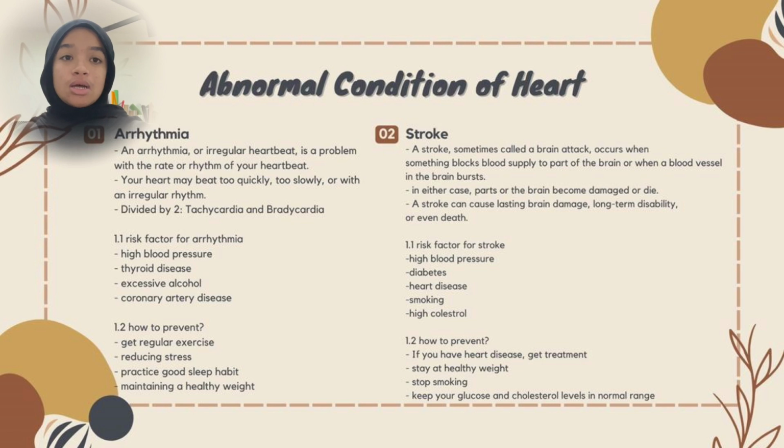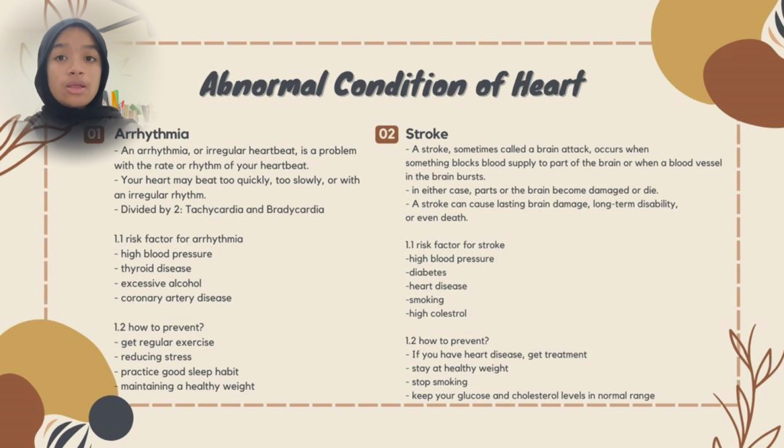So first, arrhythmia. An arrhythmia or irregular heartbeat is a problem with the rate or rhythm of your heartbeat. Your heart may beat too quickly, too slowly, or with an irregular rhythm. So arrhythmia is divided into two: first, tachycardia and bradycardia. For the risk factors of arrhythmia, first, high blood pressure. Second, thyroid disease. Third, excessive alcohol. And last, coronary artery disease.